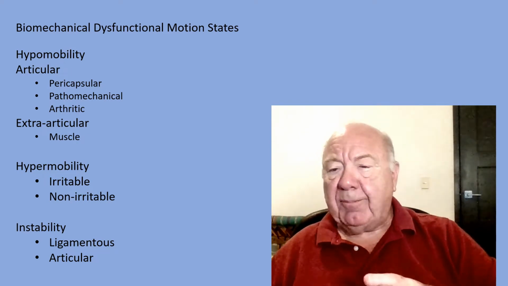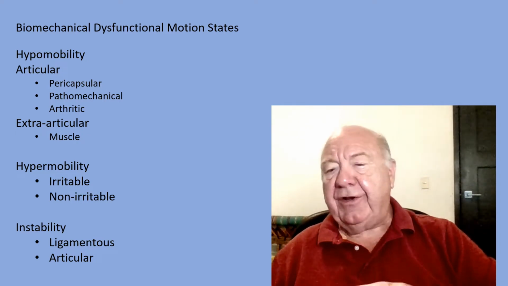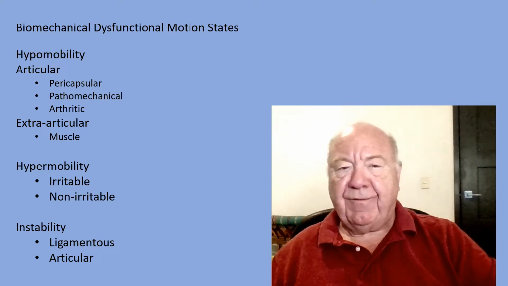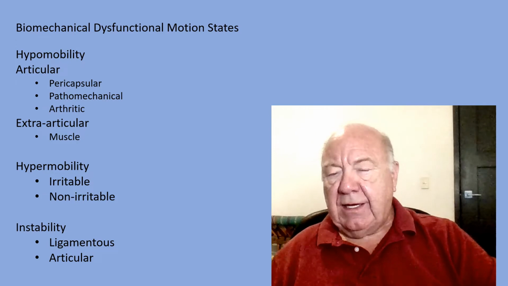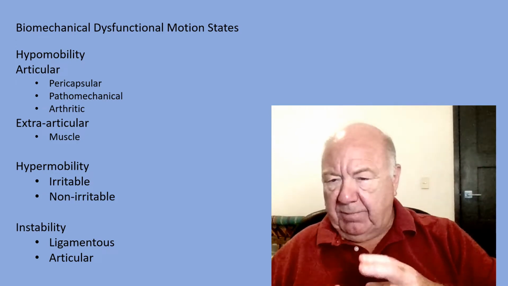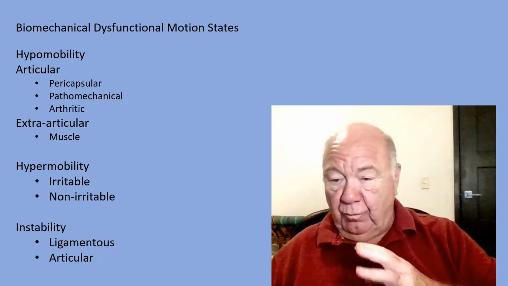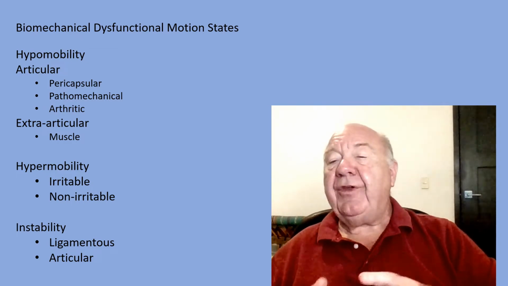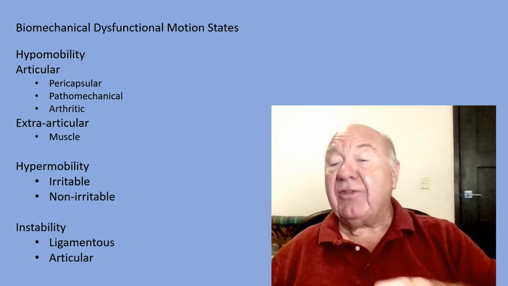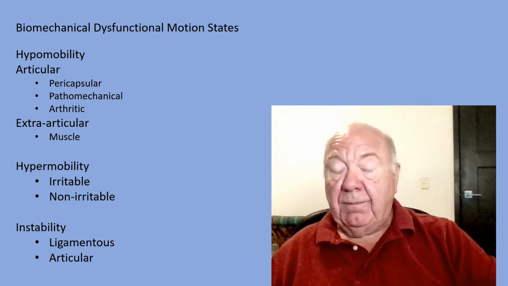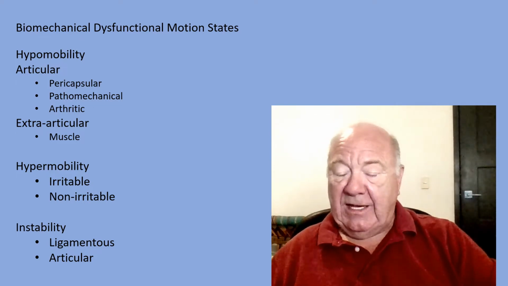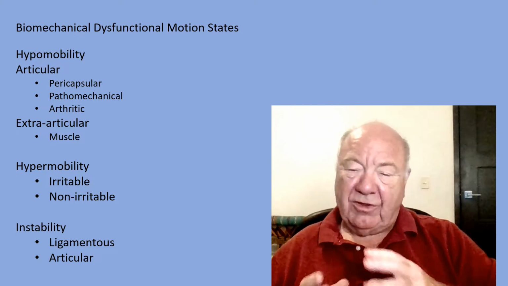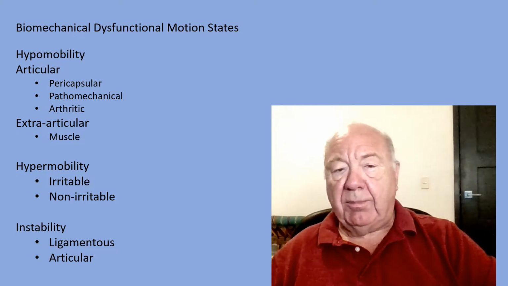So we have pericapsular restrictions. We have arthritic conditions as well, where the joint's actually inflamed, and the limitation then is both within the joint by the actual volume of fluid within there, but probably more importantly by pain and the effect of pain on muscle. So spasm would limit this. And while we could consider the spasm to be extra-articular, basically it isn't. It's still the joint that's causing the problem.